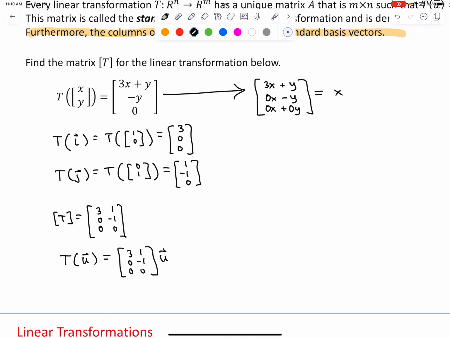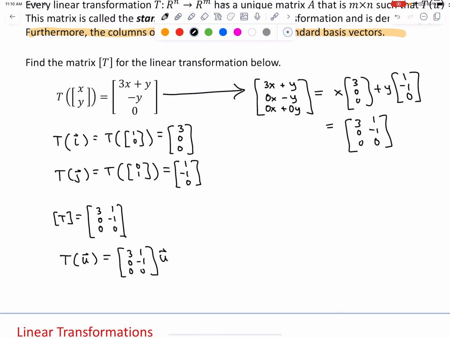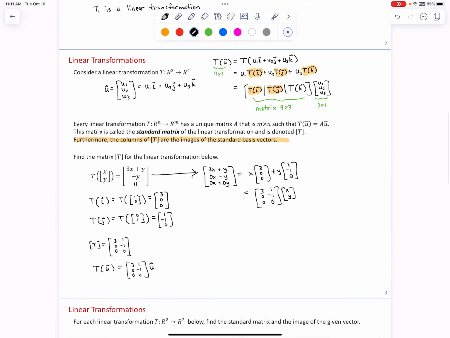So we basically have x times the vector 3, 0, 0, plus y times the vector 1, negative 1, 0, which can be thought of instead as matrix vector multiplication, where these vectors become the columns of a matrix, and then the x and y become their own vector off to the side. Both methods work really well in this case for determining what that standard matrix is. All right, let's go to the next page.